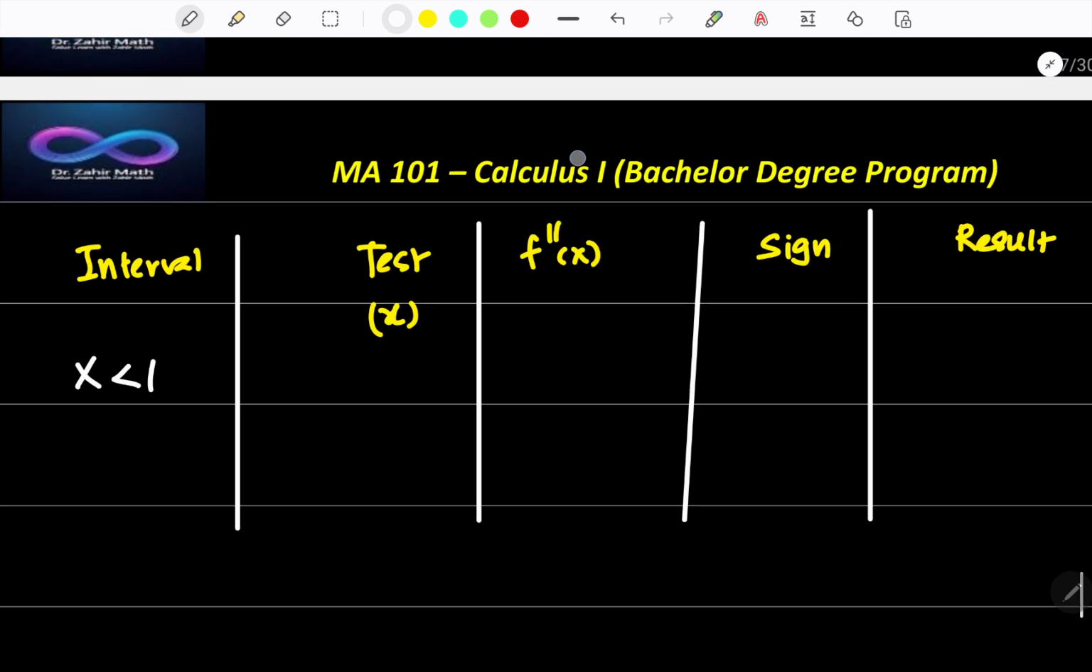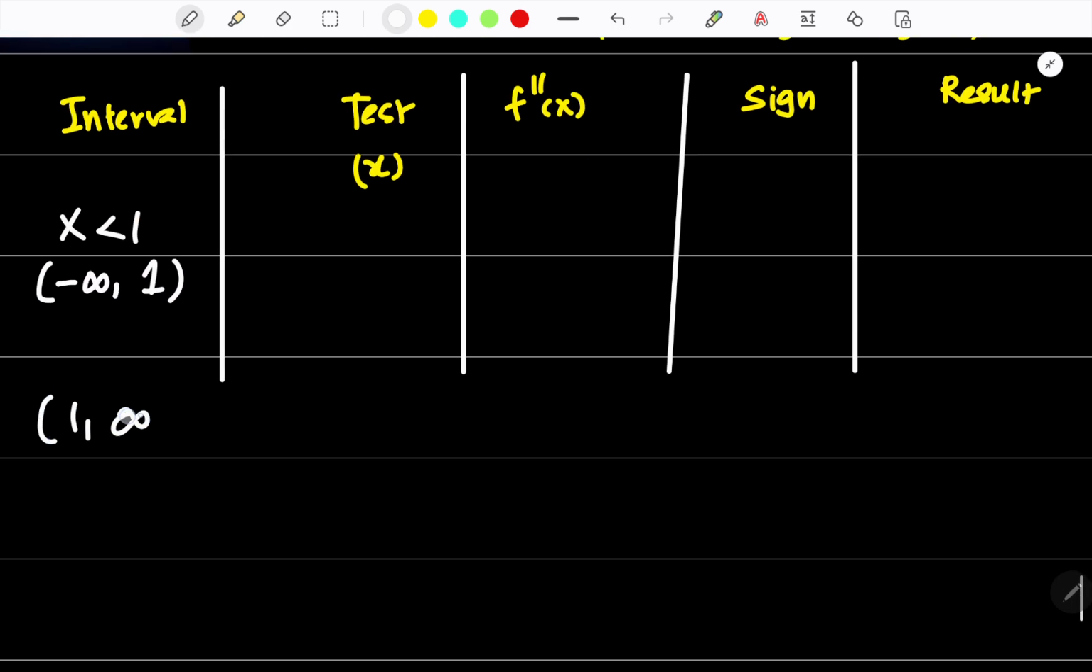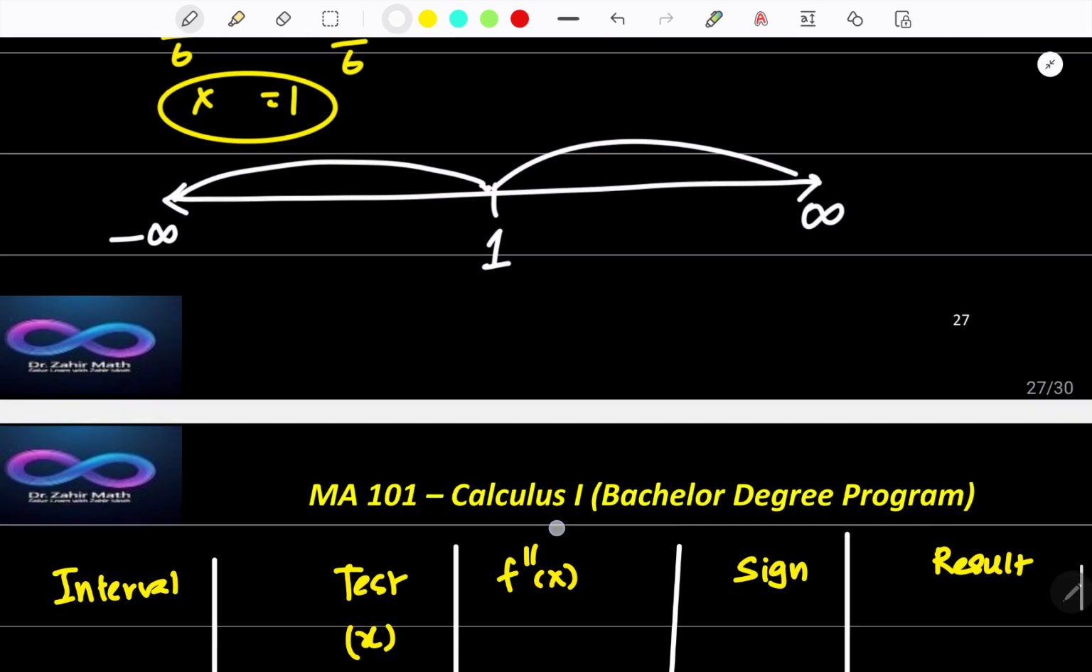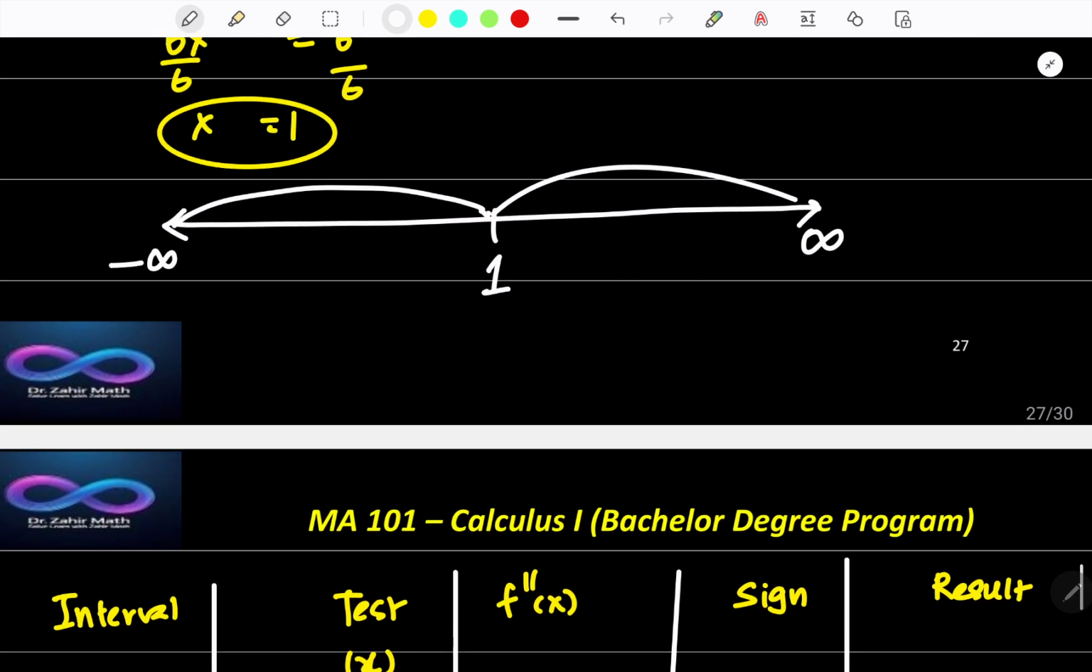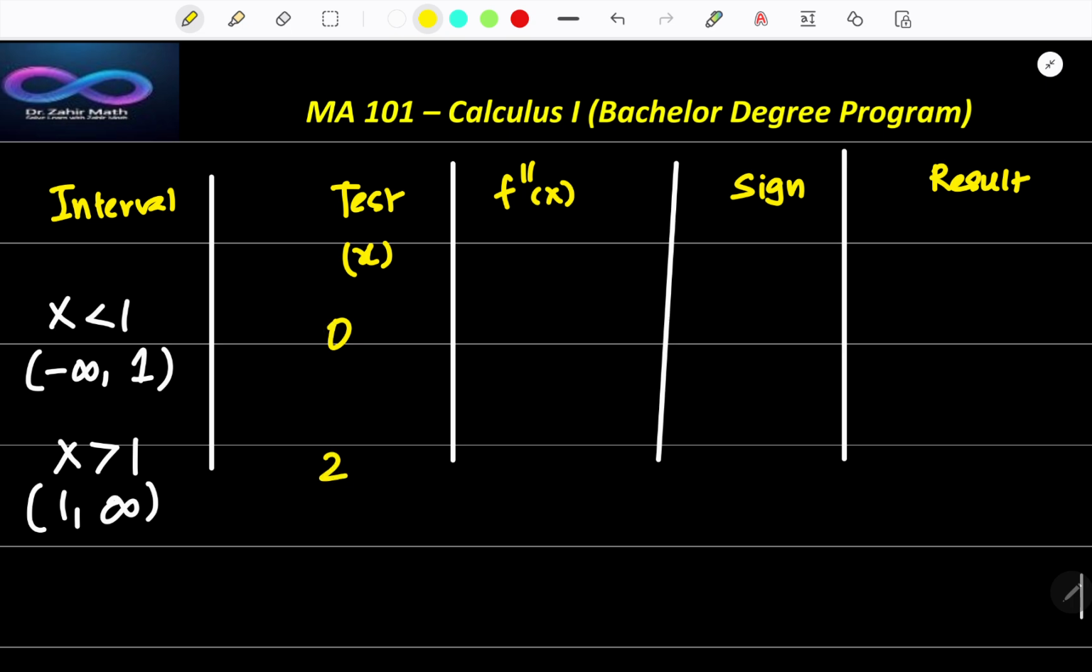Minus infinity to 1. You can also write the interval as minus infinity comma 1. Then 1 to infinity, 1 comma infinity, which is x more than 1. Take a test point. So easy. In this gap, what point can I take? I can take 0. In this one, 2 I can take. So test point is 0 and test point is 2.